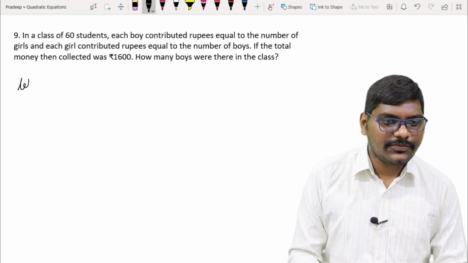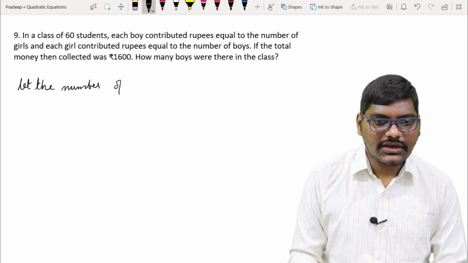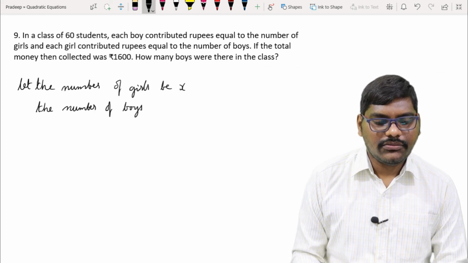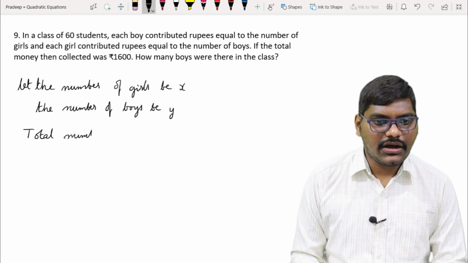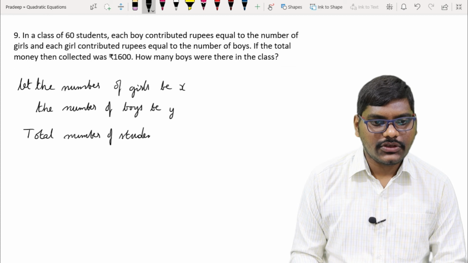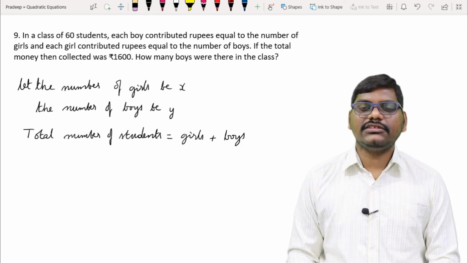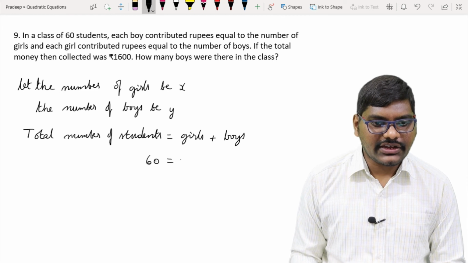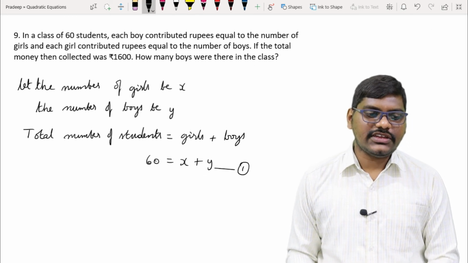So I can write here, let the number of girls be x, and for the boys, the number of boys we'll take as y. Okay, so the total number of students is equal to what? Girls plus boys. When we add the number of girls and boys together, we'll get the total number of students. The total number of students they have given is 60, so I can write 60 equal to x plus y, where girls is x and boys is y. So the equation we are getting is 60 equal to x plus y. Okay, now we'll take this as the first equation.